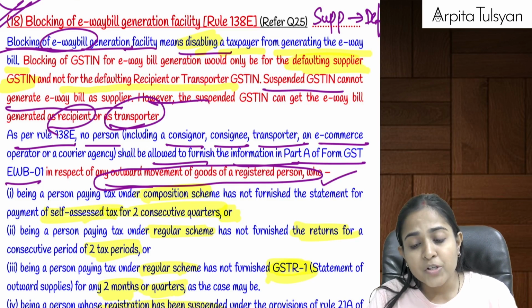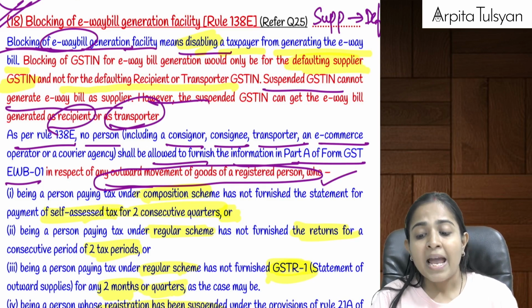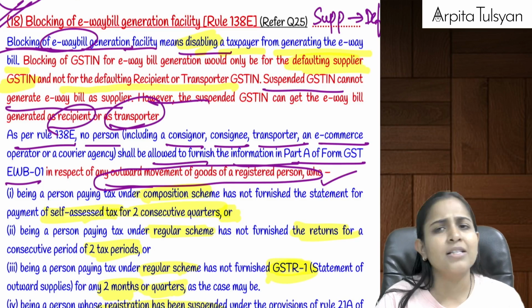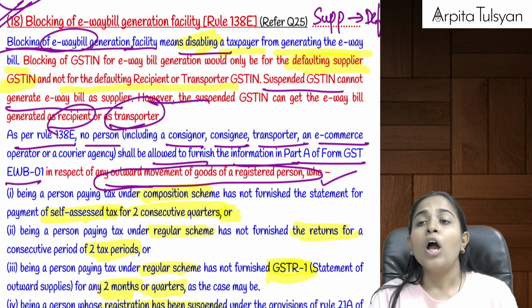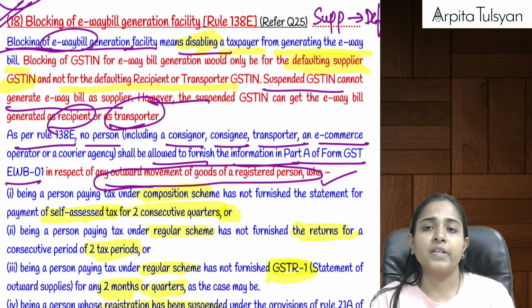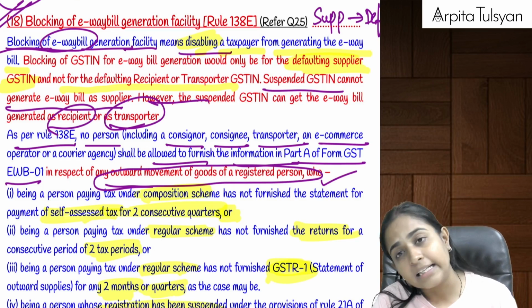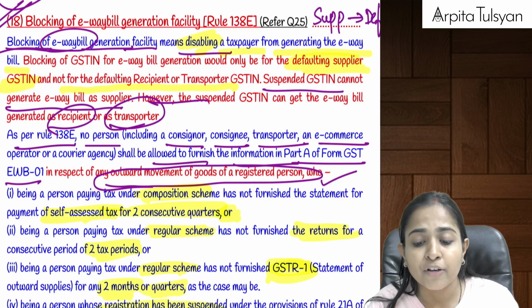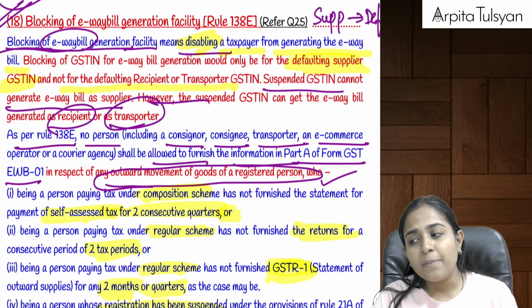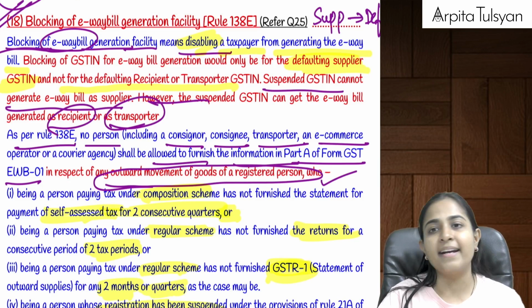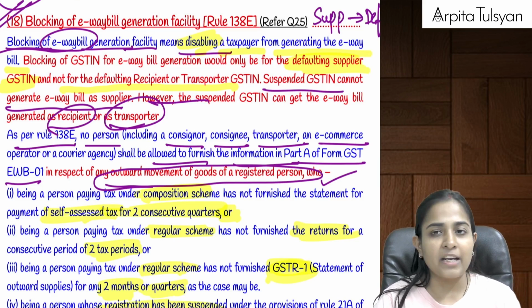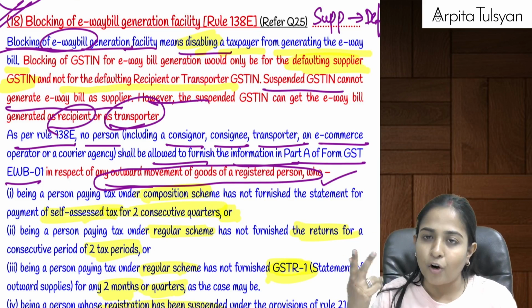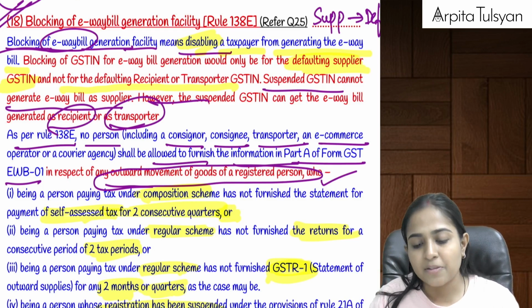Or any person who was paying tax under the regular scheme has not furnished GSTR1 for any 2 tax periods, either 2 months or 2 quarters. Or any regular person has not filed any other returns for 2 consecutive tax periods, or any person whose registration has been suspended. Means these persons are defaulters. Either they have defaulted by not filing the returns, or their registration has been suspended.